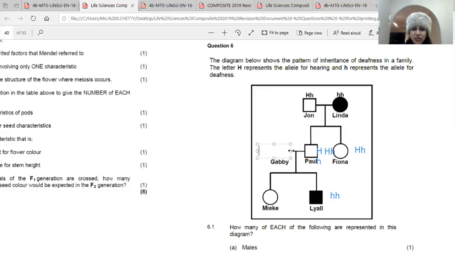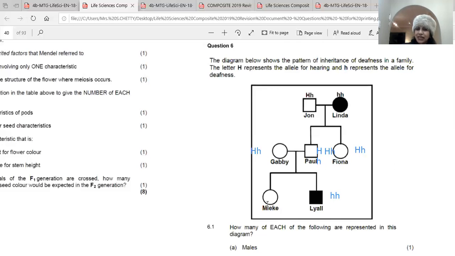Gabby could only be one genotype. She's normal. If you're normal, you could be capital H, or capital H small h. But because Lyle has small h, Gabby had to be, my darlings, capital H small h. Good. So you got Gabby capital H small h, Paul capital H small h, and therefore they landed up with a child who is small h small h.